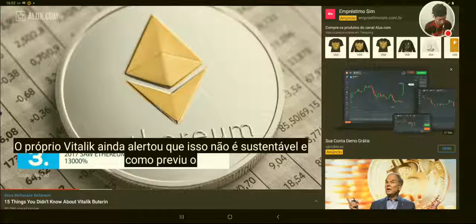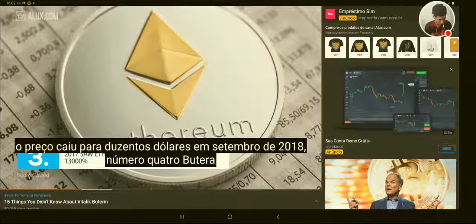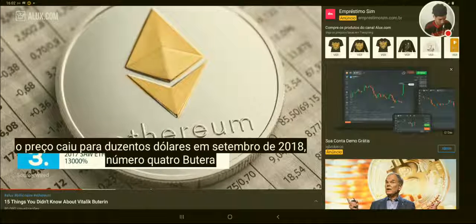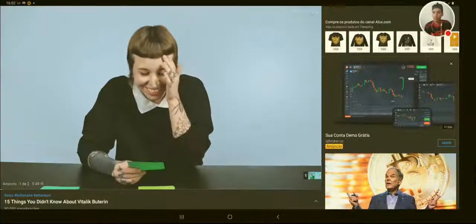Vitalik himself even warned that this is not sustainable, and as predicted, the price had fallen to $200 by September 2018.